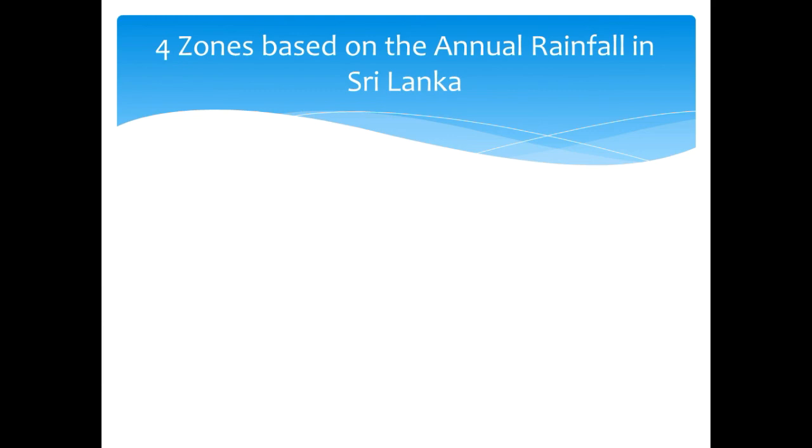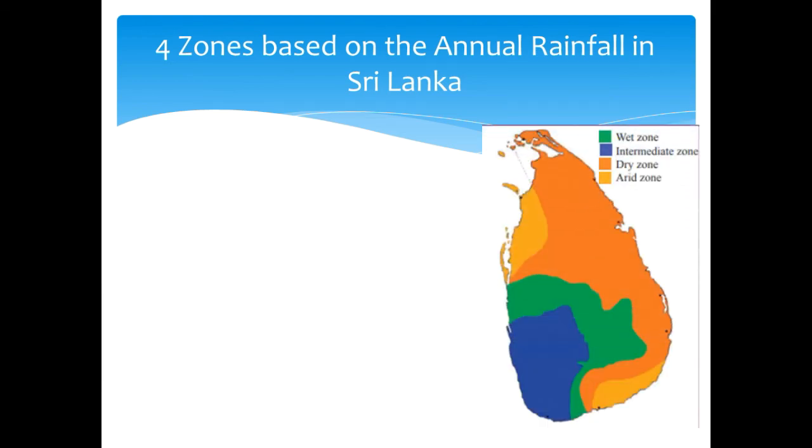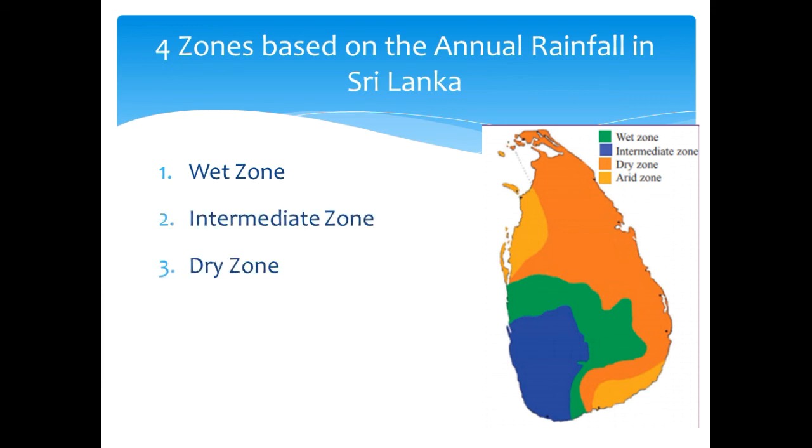Considering the annual rainfall, Sri Lanka has been divided into 4 zones. They are wet zone, intermediate zone, dry zone, arid zone. There is an expected amount of rainfall and a pattern of rainfall for all these zones. Landslides.